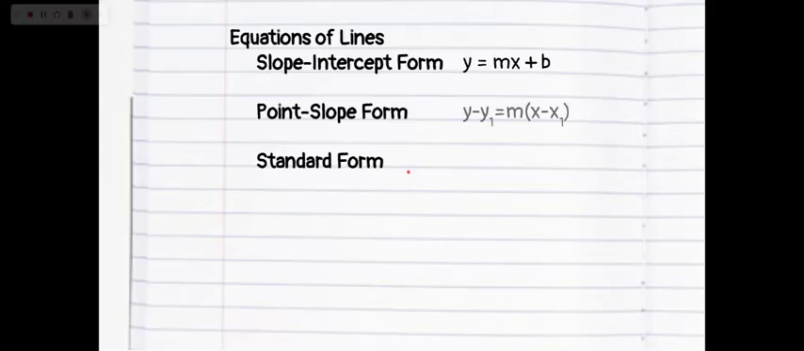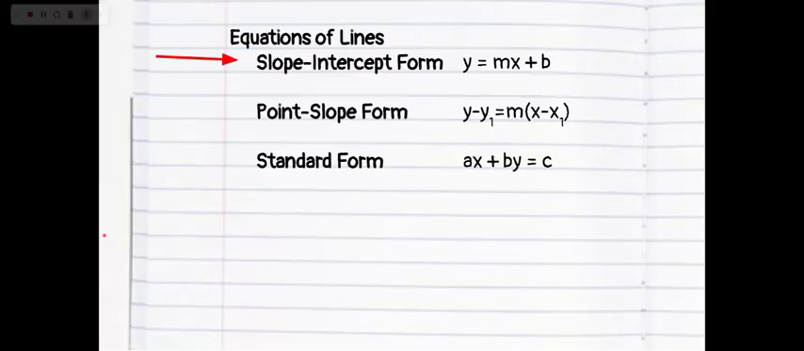Okay. Now let's move on to equations of lines. There are three main forms of a linear equation: slope-intercept form, point-slope form, and standard form. Our favorite one is usually slope-intercept form, and that's y equals mx plus b. You can easily type that in the calculator. And then we have y minus y1 equals m times x minus x1. And then standard form is ax plus by equals c.